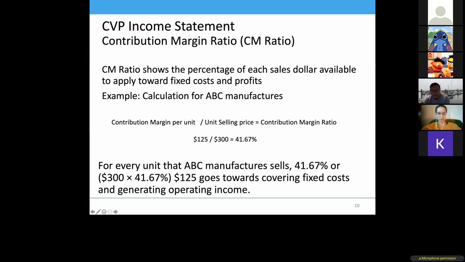Very good. Okay, so now let's talk about this contribution margin ratio. We also call it in short CM ratio. What is the CM ratio? CM ratio is just the contribution margin per unit divided by unit selling price. It's a ratio, so it will be a percentage, right? In this example, my contribution margin per unit is 125 and the selling price is $300. So if you do the calculation, this ratio would be 41.67%. This is my contribution margin ratio.